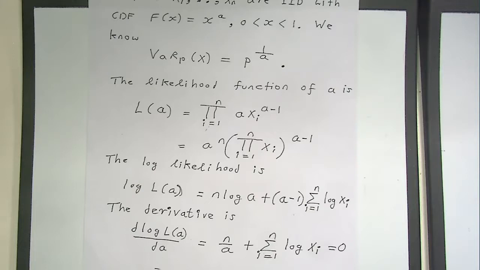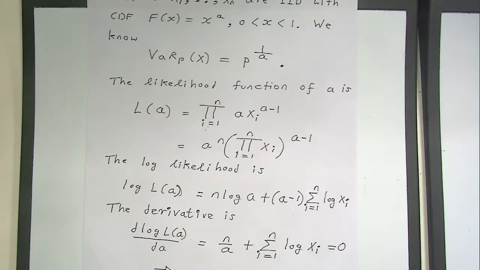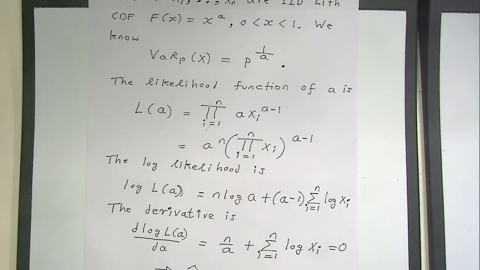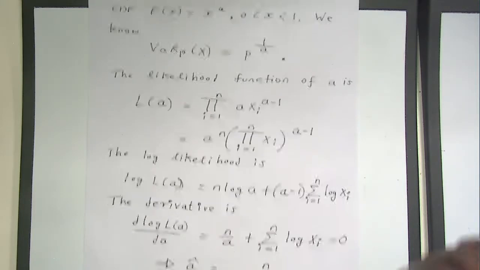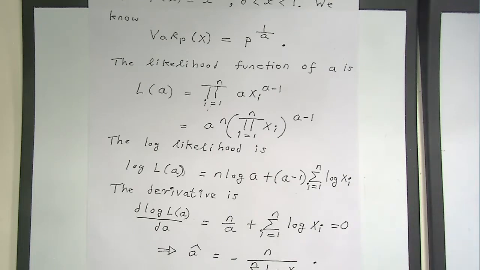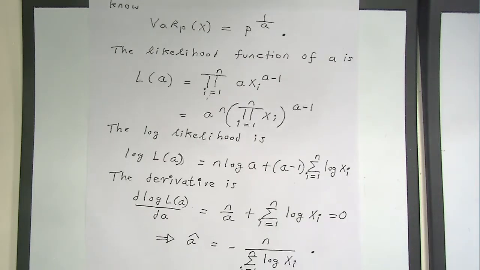Now if you solve this equation for A, you will get A hat equal to minus, okay. So this is the solution for the likelihood equation. Now to make sure that this is a MLE, you need to take the second order derivative. So let me put this over here. Can you see this, guys? Yeah.